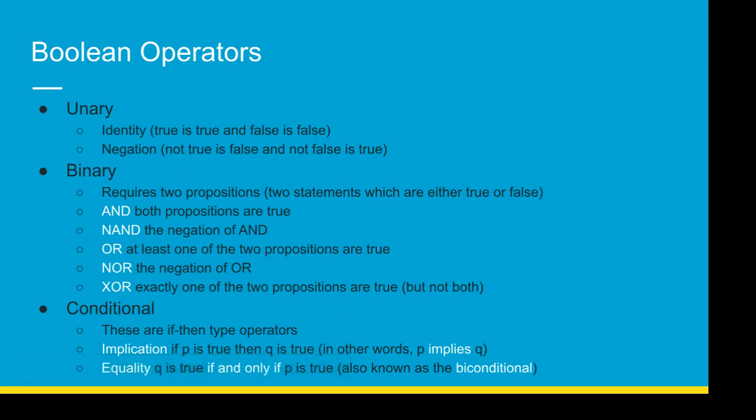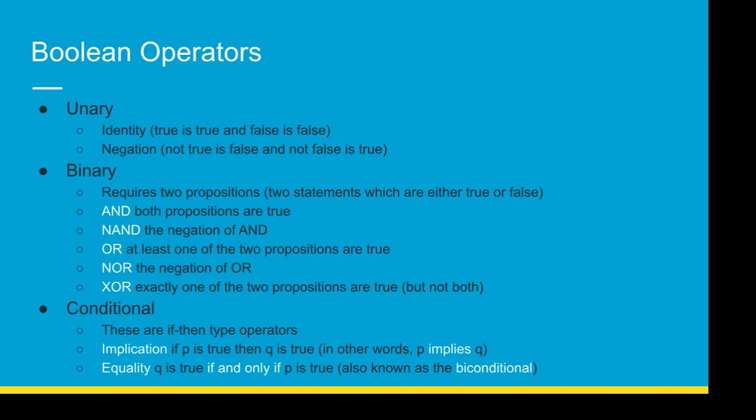So some binary operations are AND. AND is true when both propositions are true. NAND, or not AND, is the opposite of that. It's the negation of AND. OR is true when at least one of the two propositions is true. They can both be true, but as long as one of them is true, then the result of an OR is true. And NOR is the negation of that. So it's the opposite.